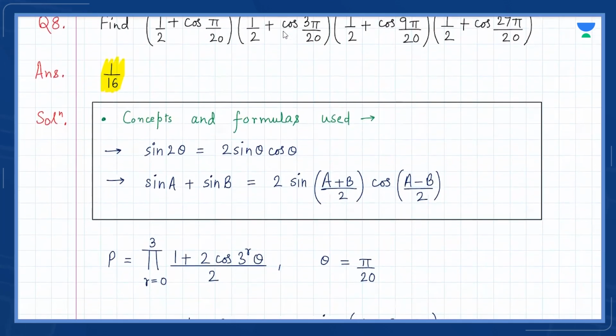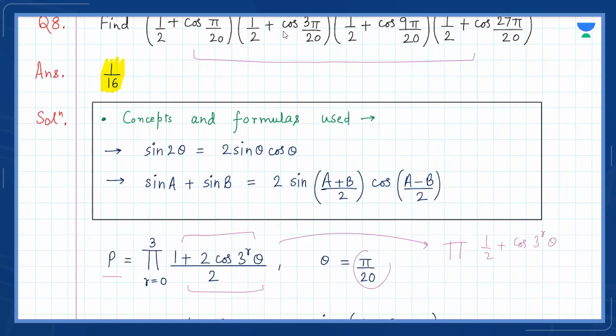Now clearly the given product can be written as P equal to the product of (1 + 2 cos 3^r θ) by 2. Basically I have taken the LCM, right? I have just taken the LCM everywhere. So in reality the product should have been written as 1/2 + cos 3^r θ, where θ is obviously π by 20, and then I've simply taken the LCM like this. That's how we have written this expression for the product P.